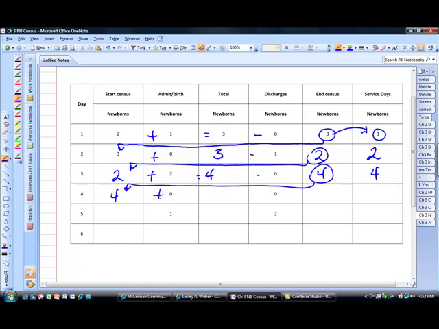There were no babies that were born, so your total is 4. No babies were discharged, so your end census is 4 and your service days are 4. You carry this 4 down. It's your start census. You have 1 baby that is born, so you have a total of 5. 2 babies go home, and so your ending census that night at midnight will be 3 babies, and then your service days will be 3. Your start census for the next period will be 3.